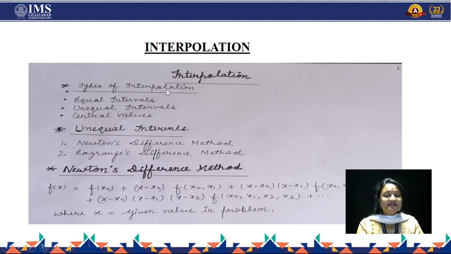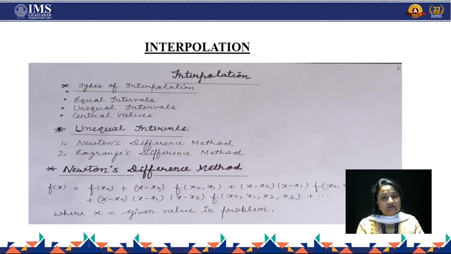We have basically three types of interpolation. Number one is equal interval, unequal interval, and central values. For equal interval, we have different methods. For unequal interval, we again have different methods, and for central values formulas, we again have methods.